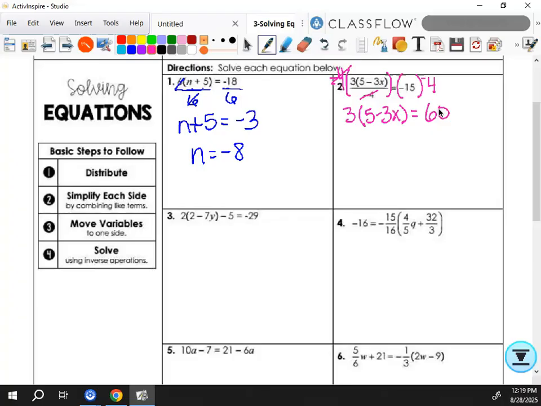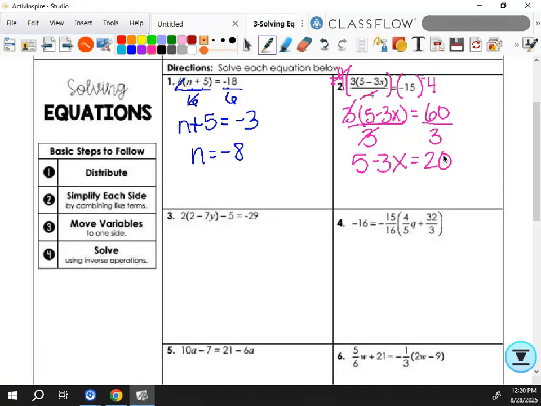So we could distribute the 3, right? But would it be legal to divide by 3 here? Yes. So we can go ahead and divide this whole thing by 3. Notice I'm not dividing inside the parentheses because that's 1 big term. Those cancel out. So I get 5 minus 3x equals 20.